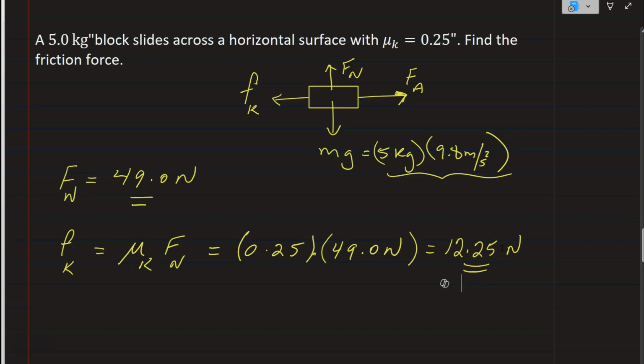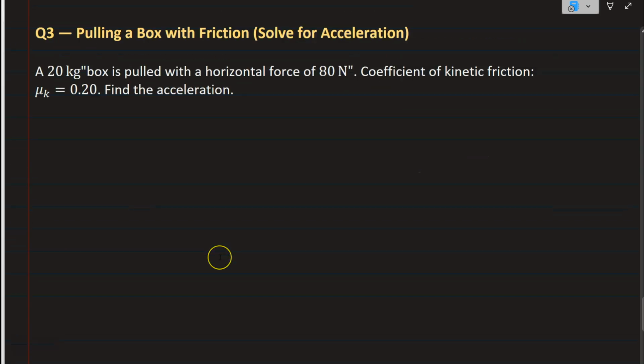Okay, and once we have that, this is the friction force, 12.25. Now, the applied force we don't know, but we do know that the object is moving and it must have kinetic friction force. Okay, let's look at question 3.